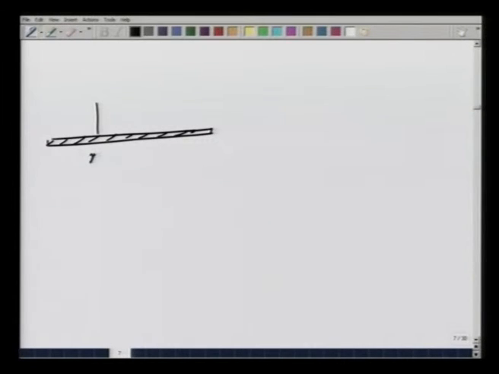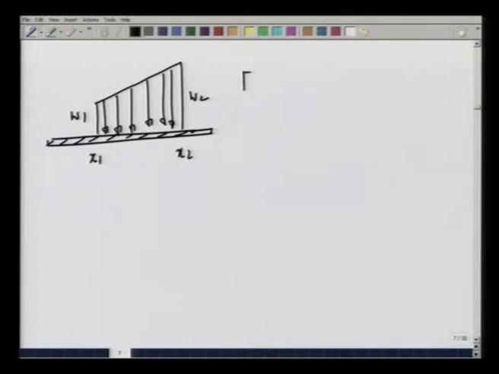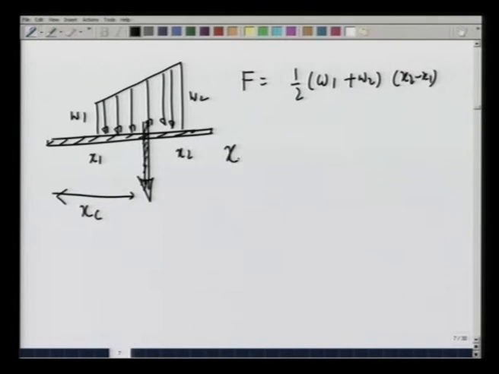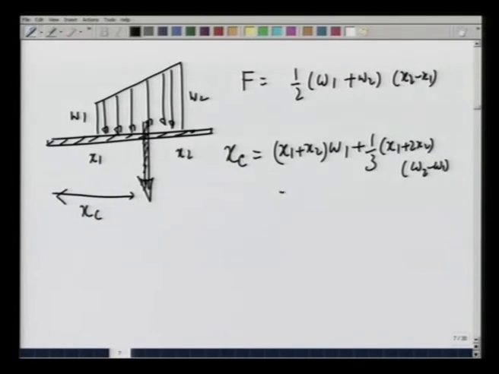Let me write it again. So, what we are considering is this beam which is loaded from point x 1 to point x 2 with this trapezoidal load, then the total load force comes out to be 1/2 (W 1 plus W 2) times (x 2 minus x 1), and the point at which it acts is at a distance x c, which is equal to, as I wrote in the previous slide, x 1 plus x 2 times W 1 plus 1/3 x 1 plus 2 x 2 times (W 2 minus W 1) divided by W 1 plus W 2.